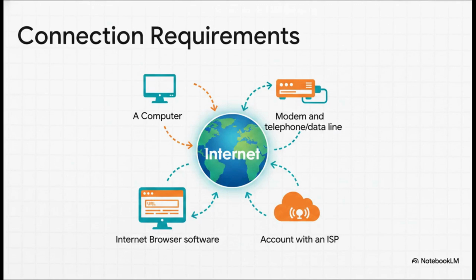But you can't just magically connect to all of this. You actually need 4 specific things working together. First up, obviously, a computer. Next, you need a modem and a way to transmit the data, like a telephone or a broadband data line. You're also going to need an internet browser, which is the software you use to surf around. And finally, you have to have an active account with an internet service provider, or an ISP. If you're missing even one of those 4, well, you aren't getting online.